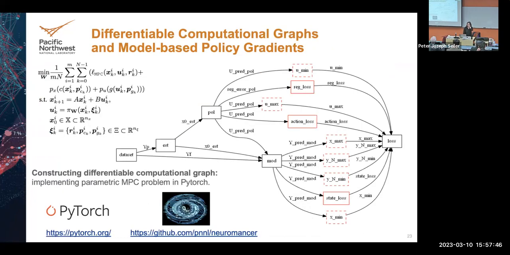Now, how do we train these policies? I showed you before, for optimization, a graph that shows how we introduce the constraints and the optimization objective. For the control synthesis, it's a similar approach.